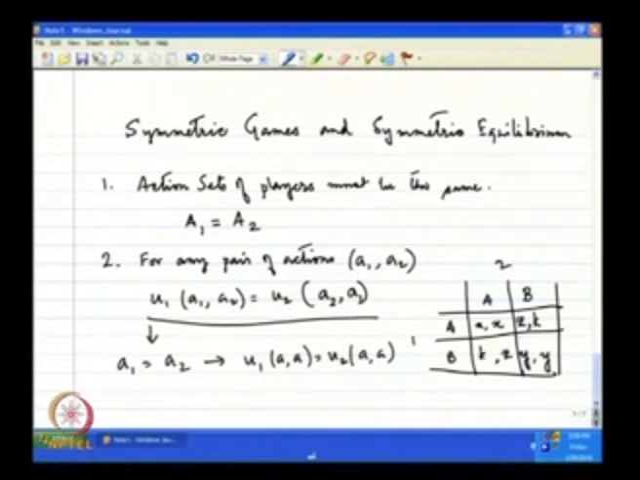And similarly, this number also must be the same number. The payoff that player 1 gets by playing B when player 2 is playing A must be the same as the payoff that player 2 gets when he plays B and 1 plays A. So this is the general structure of a symmetric game. Not a general structure, but an example. Why do I say that this is not a general structure? Because there can be more than two actions for each player.